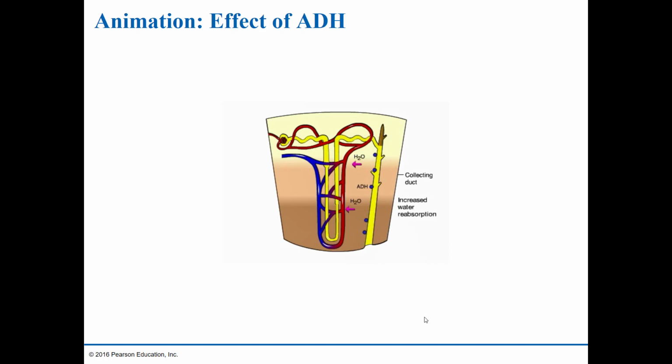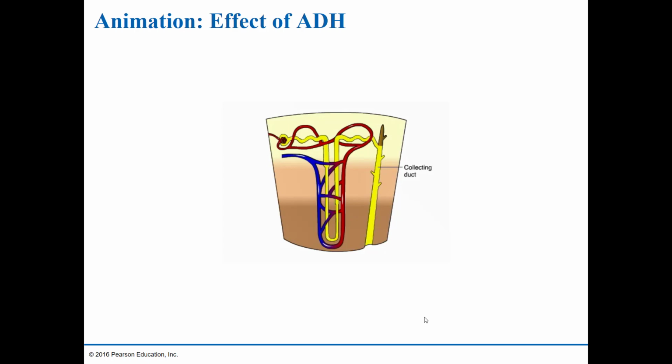Recall that the interstitial fluid surrounding the nephron tubule has a high solute concentration. ADH allows more water to leave the filtrate by osmosis and re-enter the blood. The body conserves water and concentrated urine is produced.